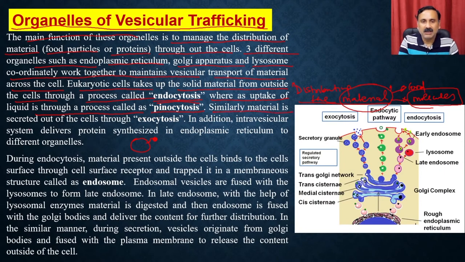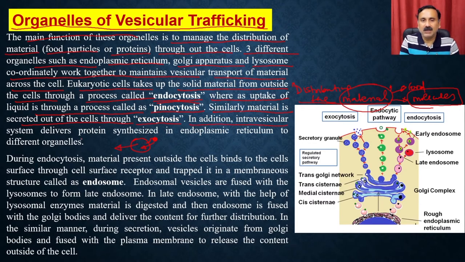Similarly, when material is secreted out of the cell, it is called exocytosis. So inside entry is called endocytosis. If the cell is producing some byproducts which are not good for the cell, it is also going to throw these out, right? And that process is called exocytosis.